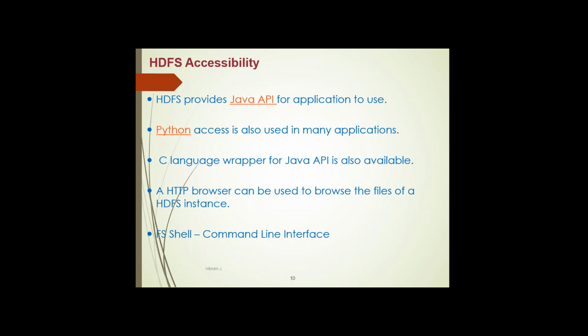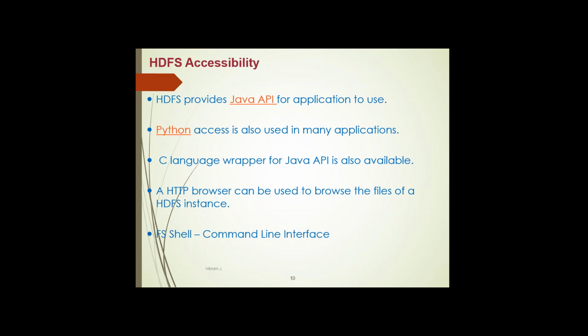So how can we access the HDFS? For HDFS, we have a Java API for applications to use, where we can browse the entire HDFS. It's kind of a web interface where we can browse the data directly. And Python access is also used in many applications. It's a kind of Python application which is also used to access the HDFS file system.